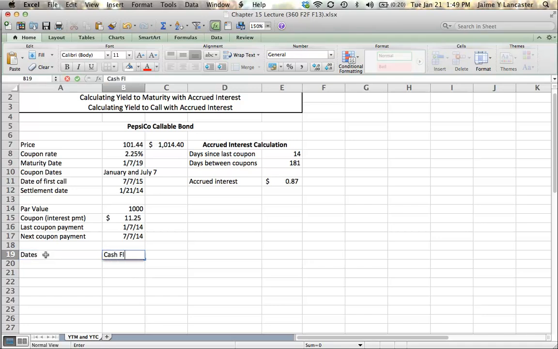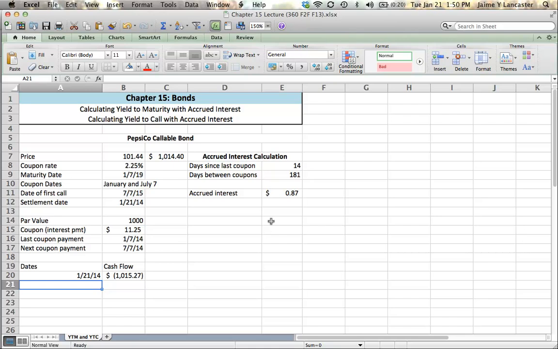So if we start our cash flow chart, we would have our dates, and we would have our cash flow. And on our first date, which is today, we would need to pay the seller of the bond, and I'm entering it as a negative with the parentheses because it's going to be a payment. We're going to have to pay them the price of the bond plus the accrued interest. And that, my friends, is how we calculate the amount of money that changes hands when a bond is purchased.